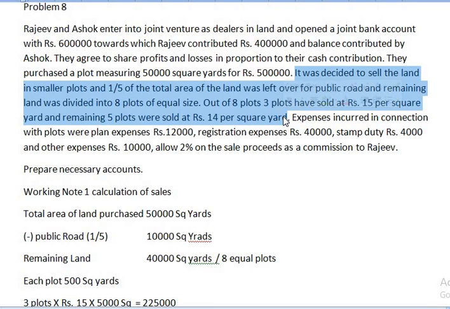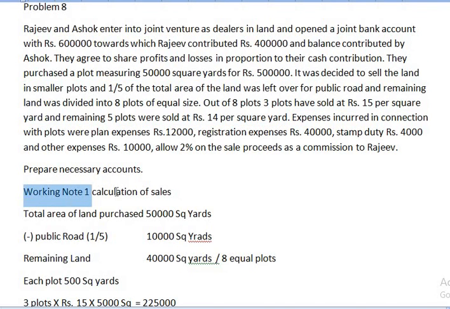Now make one working note, working note number 1, calculation of sales. The total area of land purchased, how much? 50,000 square yards, because here they mentioned the measurement of the land. In that 50,000 square yards, 1/5 of the total area was left over for public road. 1/5 means how much? 50,000 multiplied by 1/5 means 10,000 square yards. So 10,000 square yards left over for public road.